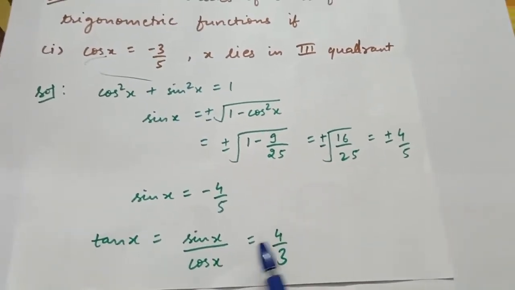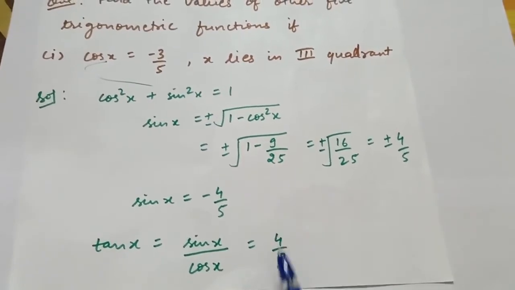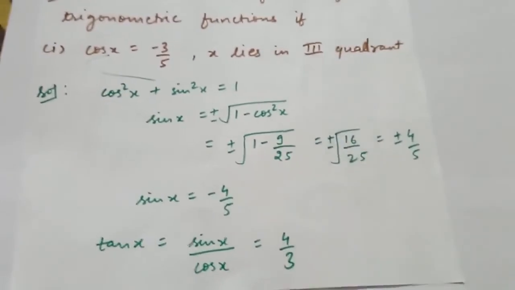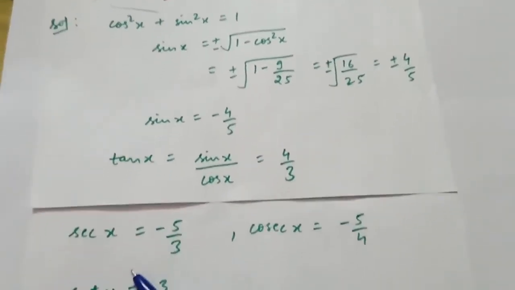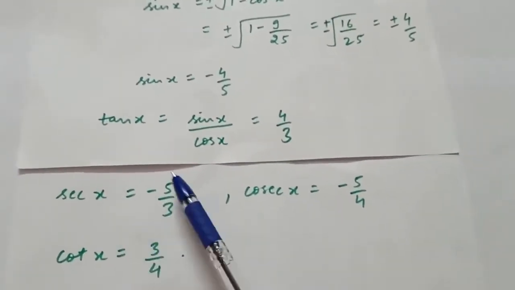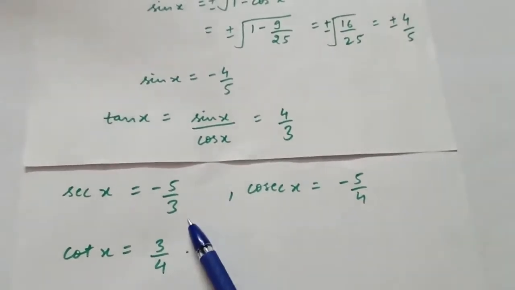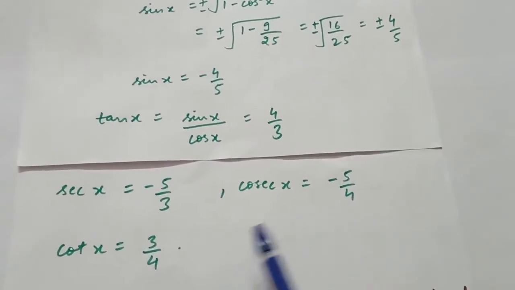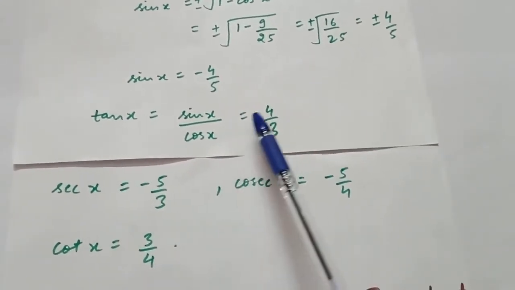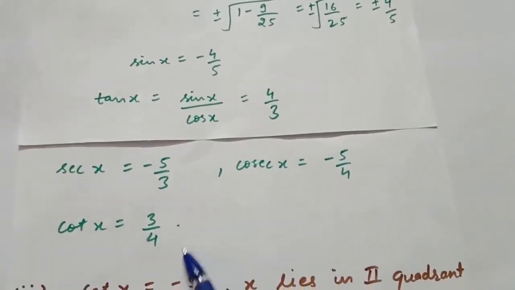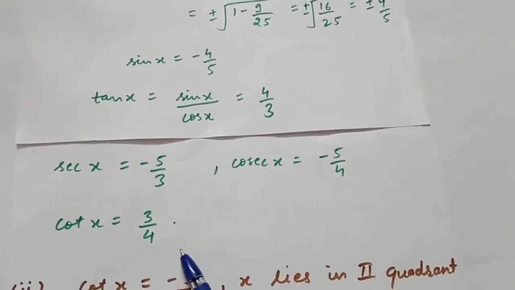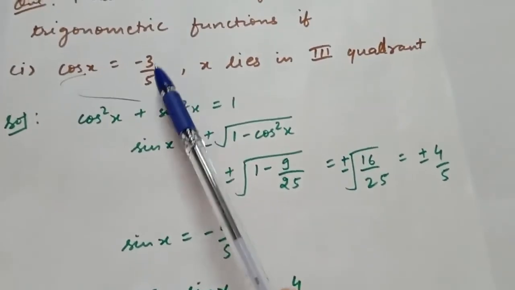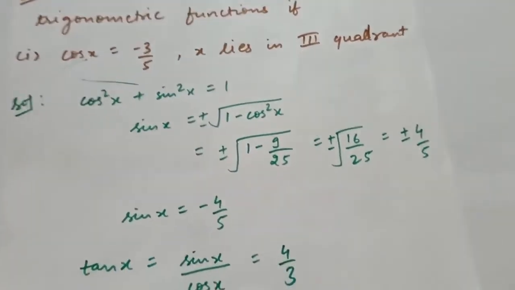And you can see that you got tan x positive, which you will definitely get because x lies in third quadrant. Now we can find the others. Secant x is the reciprocal of cos x, that is minus 5 by 3. Cosecant x will be minus 5 by 4, and cot x will be the reciprocal of tan x, that is 3 by 4. So we got the values of all other trigonometric functions just by cos x, minus 3 by 5, right?